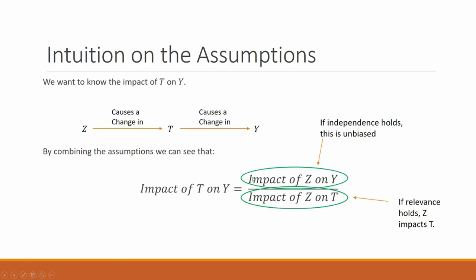All right. The top, the numerator, the impact of Z on Y: if independence holds, then the impact of Z on Y will be unbiased. We'll be able to estimate, without bias, the impact of Z on Y. And if the exclusion restriction holds, then this effect comes only from the impact of T on Y. Remember, the exclusion restriction says that the only way that Z impacts Y is because Z has an impact on T. And so basically what we do is we capture the impact of Z on Y, and then we divide that by the impact that Z has on T. And that gives us an estimate of the impact of T on Y. All right, so that's the intuition behind the instrumental variable approach and why it's essential to have these three assumptions.